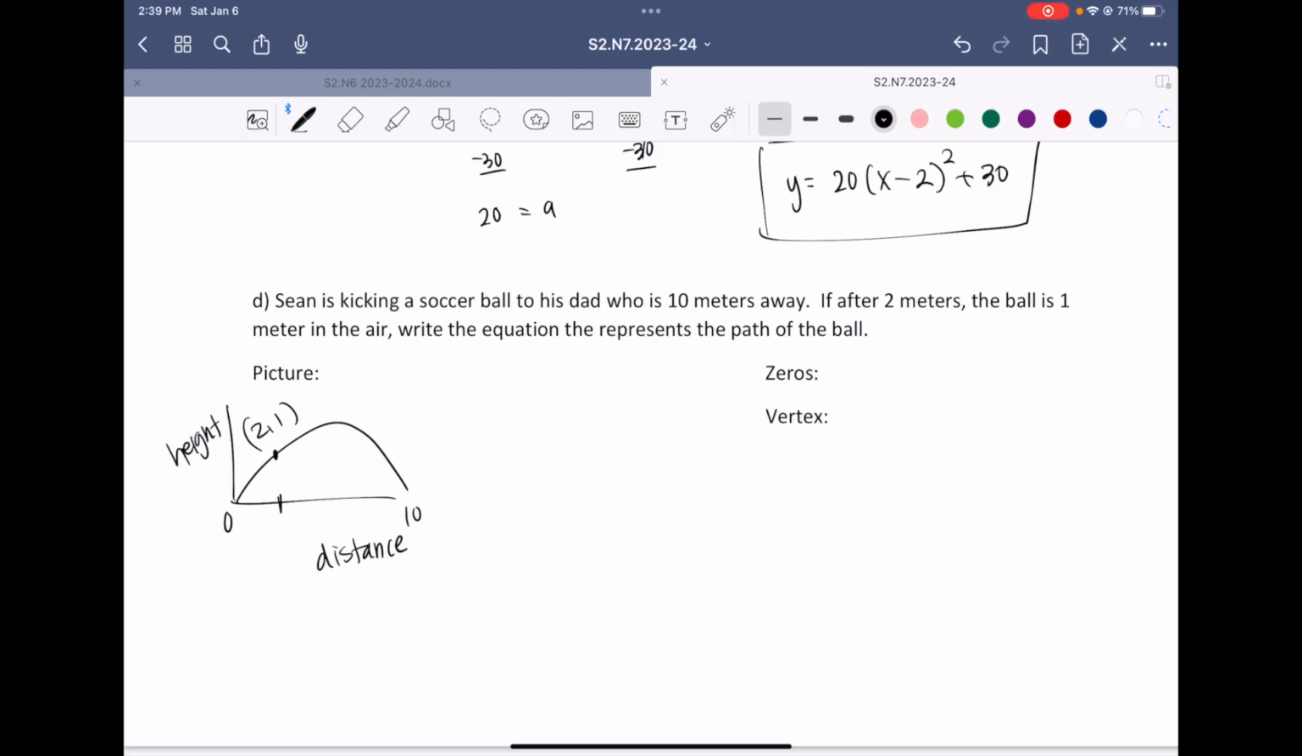What do we know here? We know the zeros are at 0 and at 10. We don't know the vertex. We know the x part of the vertex. We don't know how high it gets. We could figure out the x part, but we're not told it. We know our extra point is at (2, 1). So we have no choice but to use intercept form, which looks like this.